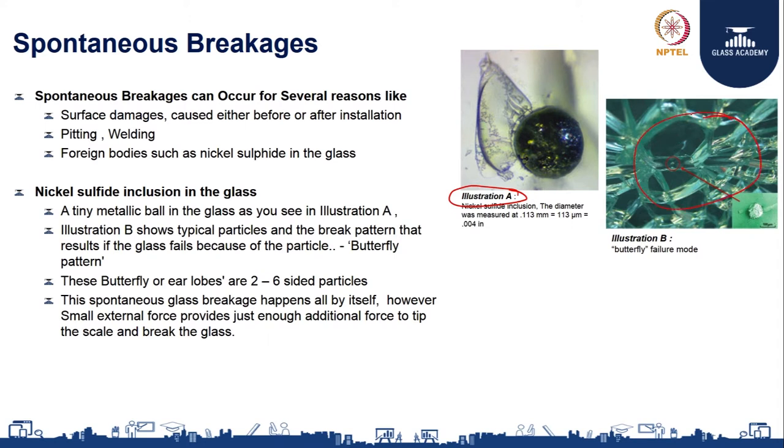And then in terms of breakages, if you have to confirm that the breakage is because of nickel sulfate, you will always see the nickel sulfate breakage associated with the butterfly pattern. We call it a butterfly pattern or airlobe pattern. When you closely observe, there are four lobes similar to a butterfly, and this is the portion of nickel sulfate inside it. This pattern represents a metal inclusion, and mostly it will be a nickel sulfate inclusion.